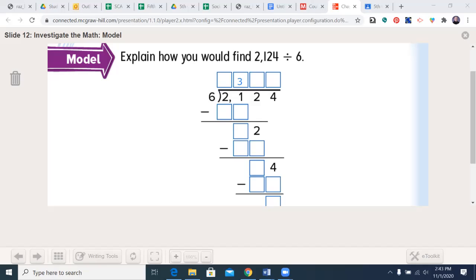6 times 3, 18. That's the multiply step. Our next step is subtract. 21 minus 18 is 3. I check, 3 is less than 6. So then I bring down a 2. Now I'm going to go 6 into 32. And this represents 32 groups of 10 because this is a tens place. And we know that 5 times 6 is 30. So I'm going to start with a 5. And I know that that will equal 30.